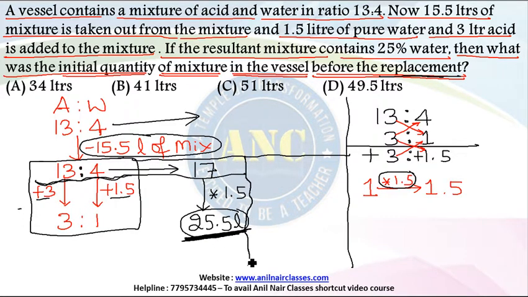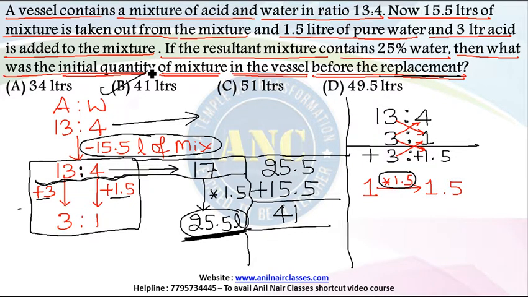So initially, before the removal and replacement, the total volume which was present is 25.5 plus 15.5, which is nothing but 41 liters. Once you understand the first two questions that I discussed, all these questions will become a cakewalk, sir.